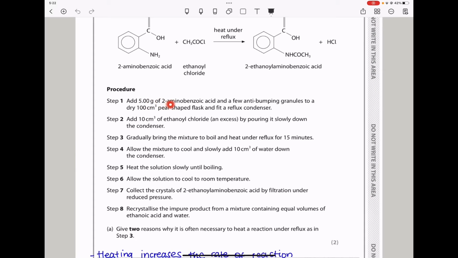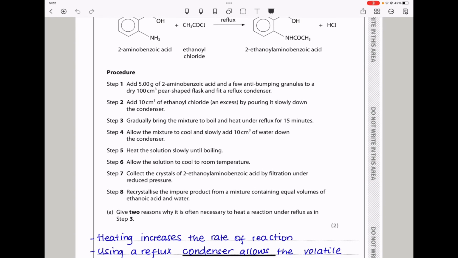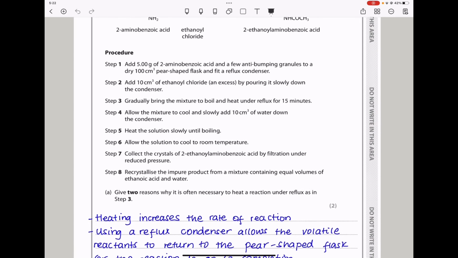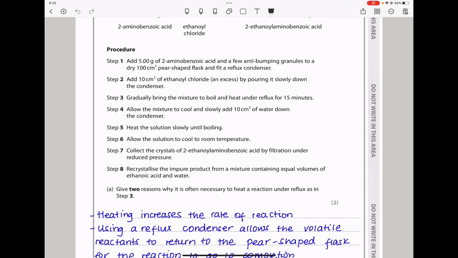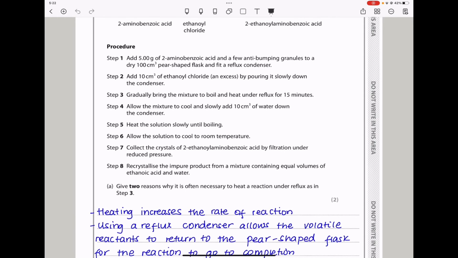Add 5 grams of 2-aminobenzoic acid and a few anti-bumping granules to a dry 100 centimeters cubed pear-shaped flask and fit a reflux condenser. Then in step 2, add 10 centimeters cubed of ethanoyl chloride, which is an excess, by pouring it slowly down the condenser. In step 3, gradually bring the mixture to boil and heat under reflux for 15 minutes.